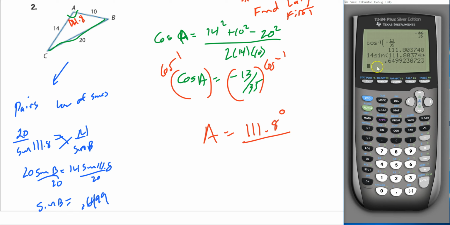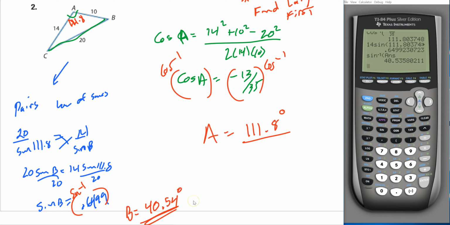Again, try and get rid of sine. I just want the angle. So second function, inverse sine of the answer. You can also put second answer for answer, by the way. And you get B equals 40.54, just rounding it to the nearest hundredth.